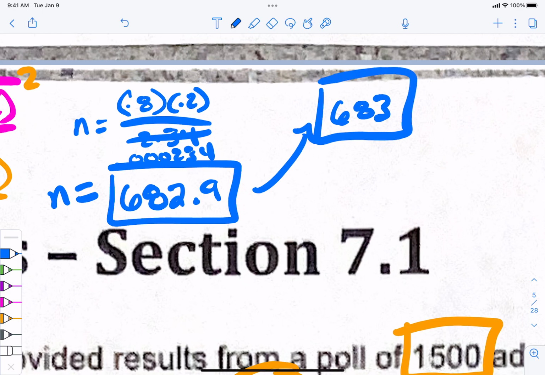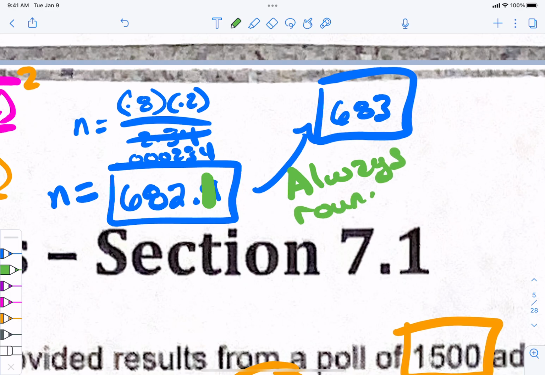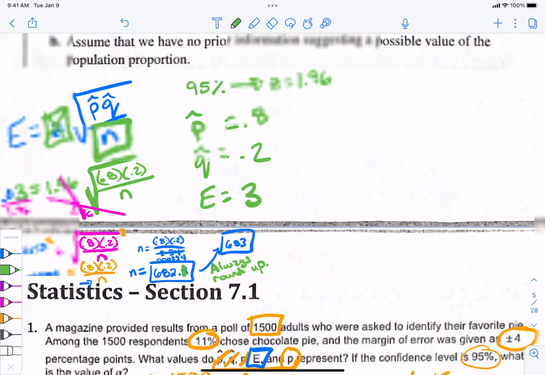Now, here's the kicker. You've got to listen to this or you're going to get it wrong. No matter what that decimal number is, you will always have to round it up. Because if I round it down, my error is going to be higher than 3%, okay? So you always round up when you're solving for N, regardless of whether it's 0.1, 0.9, whatever.